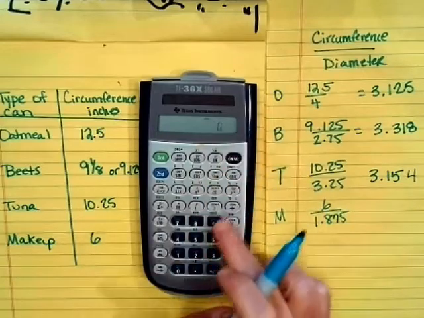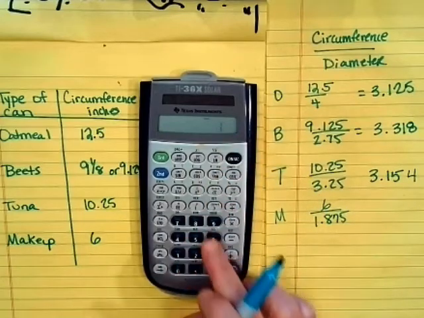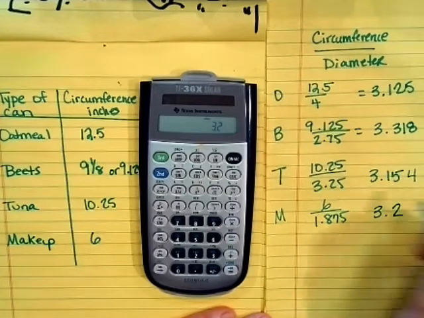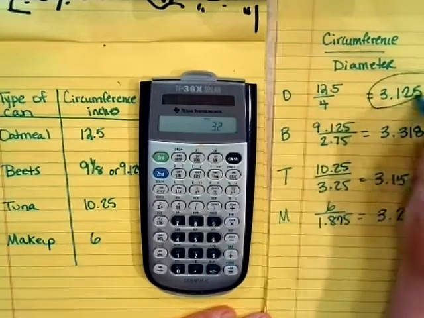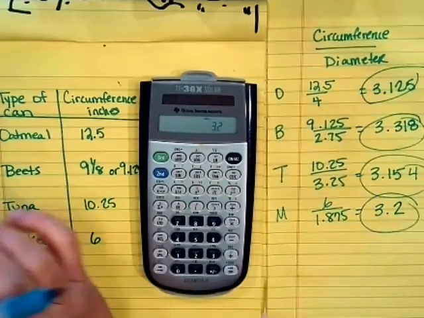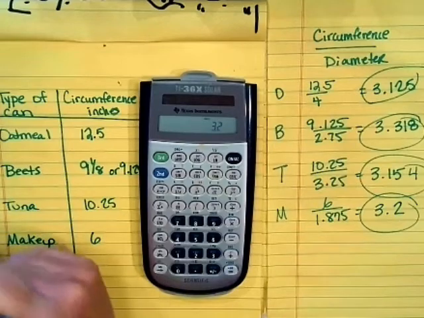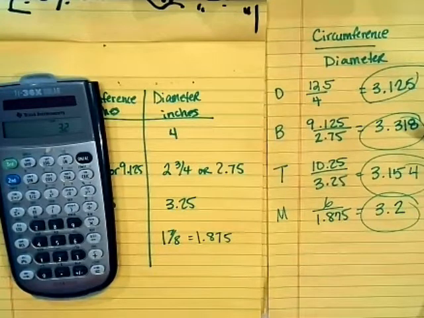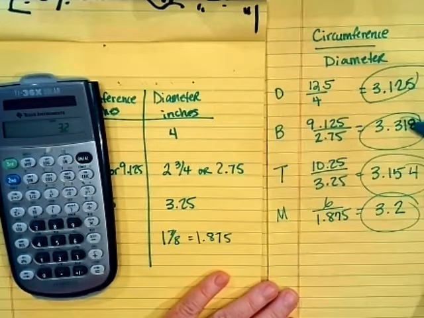And the last one, 6 divided by 1.875 is 3.2. Now, y'all know that we measured all of these ourselves, and we probably would have done better if we'd had a centimeter measuring device. But what do you notice about these? This one's a little high. I probably could have gone back and measured a little differently, and it probably would have come out a little closer to what it's supposed to.